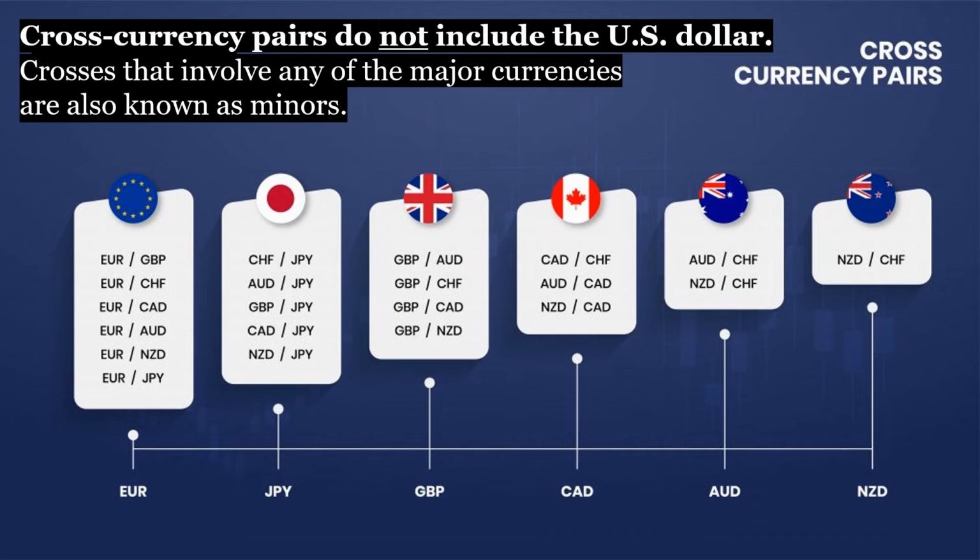Cross-currency pairs do not include the US dollar. Crosses that involve any of the major currencies are also known as minors. Crosses are not as liquid as the majors, but they are still very liquid nonetheless, especially the minors. The reason why I keep mentioning liquidity is because liquidity reduces the costs that you have to pay when you trade. This is a little bit of an oversimplification, but we will come back to this in another lesson.